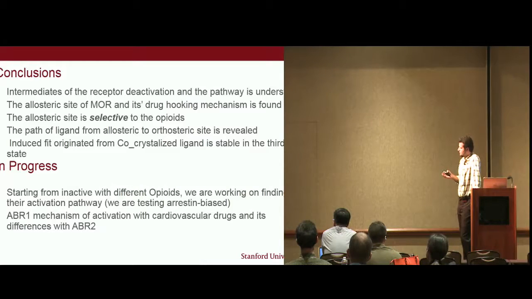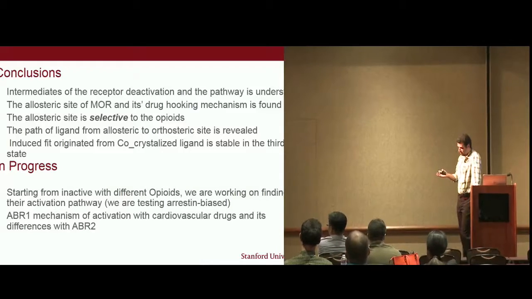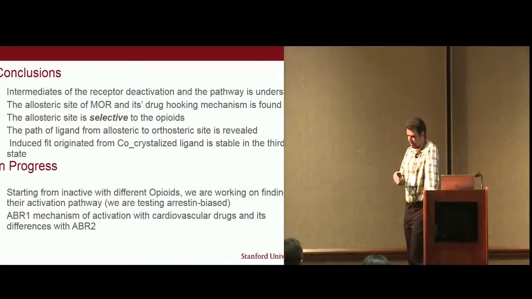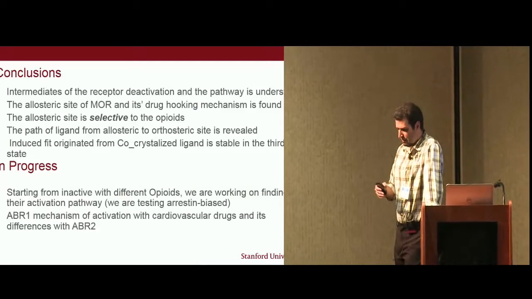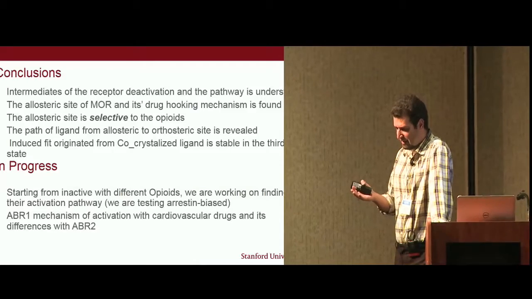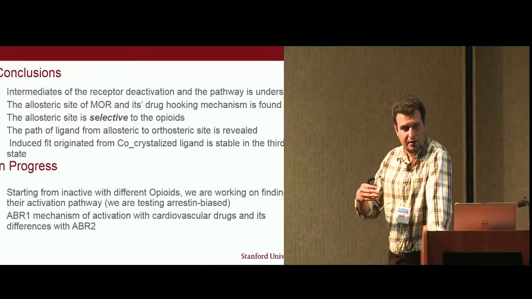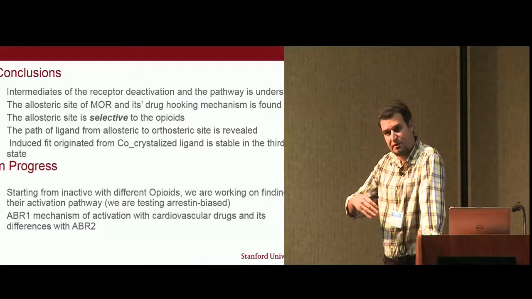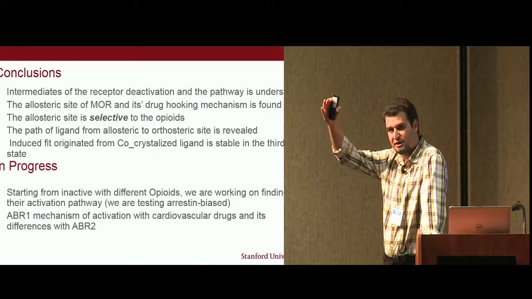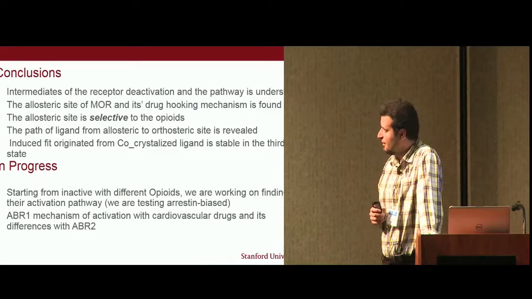The allosteric site of MOR and its drug hooking mechanism is found, so we didn't know where this selectivity filter is that filters out different types of drugs. And the allosteric site is selective to the opiates, which we showed. We put different kinds of opiates in a mixture with different types of other drugs, which are not supposed to bind, and we found that the selectivity is not coming from the orthosteric site, but from a kind of upstream allosteric site in the extracellular part.